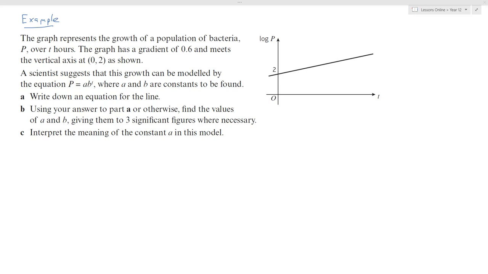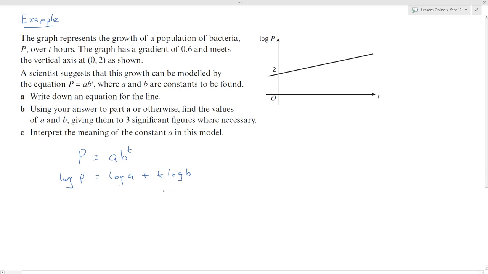Write down the equation for a line. So part A, we're going to write down the equation for the line. We're going to be using our y equals mx plus c. So we've got P is equal to A B to the power of t, taking logs on both sides. Log to the base 10 of P is equal to, we can use the addition law and the power law straight away, so we can say log A plus t log B.